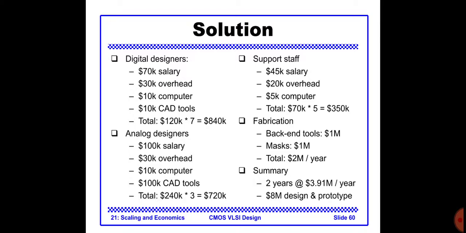The digital designers: 70k salary, 30k overhead, 10k computer, and 10k CAD tools. The total is equal to 120k times 7, which is 840k. The analog designers: 100k salary, 30k overhead, 30k computer, and 100k CAD tools, totaling 240k each and 720k. The support staff: 45k salary, 20k overhead, 5k computer. 70k times 5 is equal to 350k.